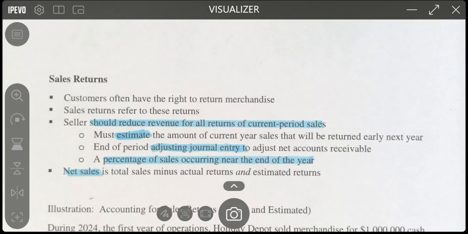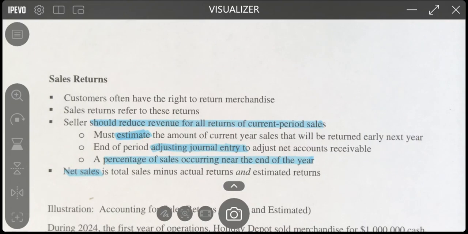Customers have the right to return merchandise. The term sales returns appropriately refers to these returns. The seller must reduce revenue for all returns of current period sales. Indeed, some of these returns will happen in the next fiscal year or the next period. So the company in that case will have to estimate the amount of current year sales that will be returned early next year.